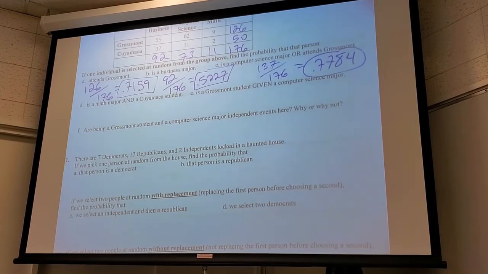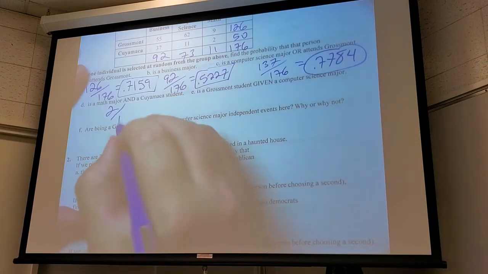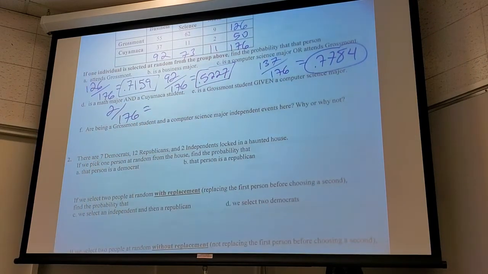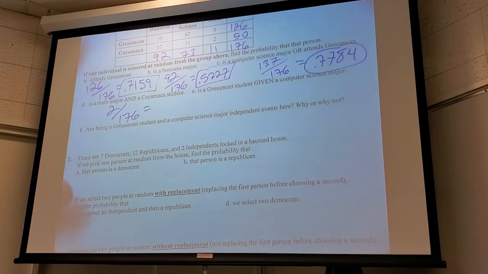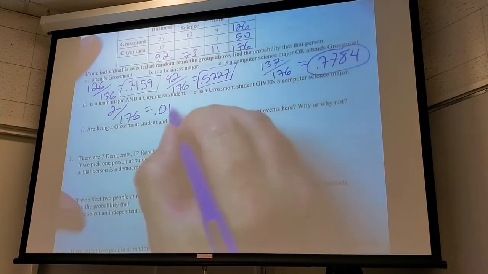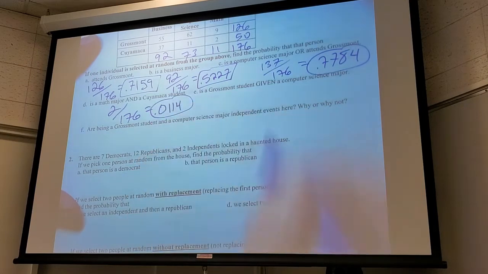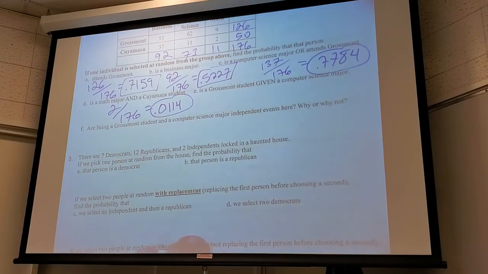All right, so 2 out of what? Yeah, because I don't know anything about them. They could still be anybody. And then what's that? 0.0114. 0114? Okay, so you guys got it.